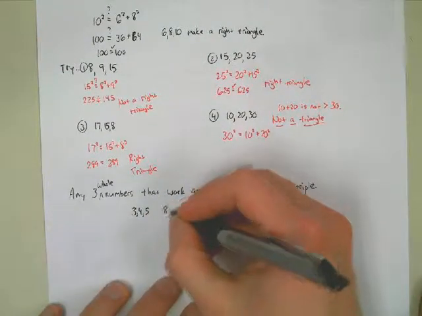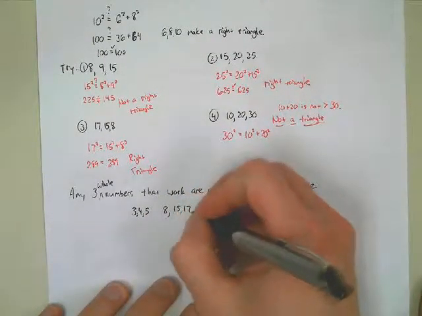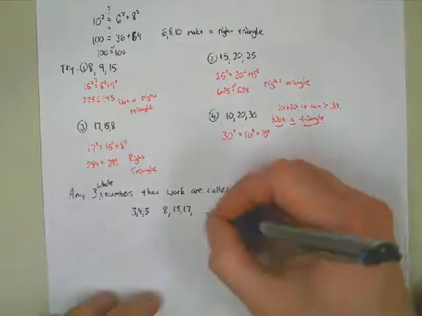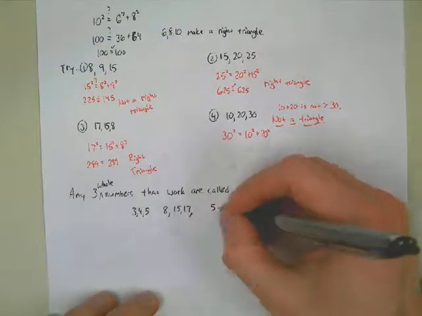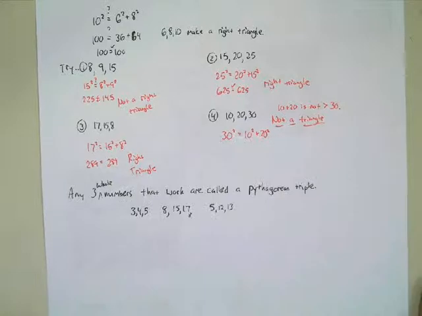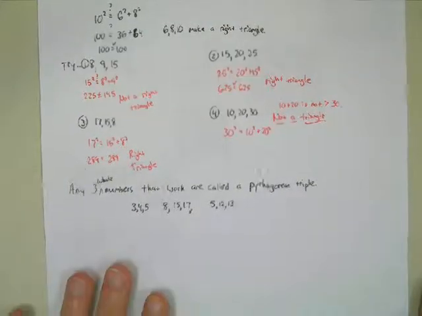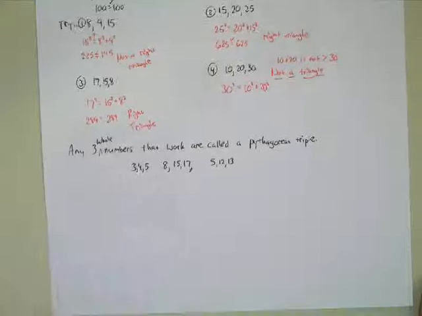So for example, 3, 4, 5 is a classic Pythagorean triple. 8, 15, and 17, another classic. And another one is 5, 12, and 13. Okay, you don't have to have these memorized, but they're just kind of a classic. Now, you can come up with more pretty easily, like other Pythagorean triples.